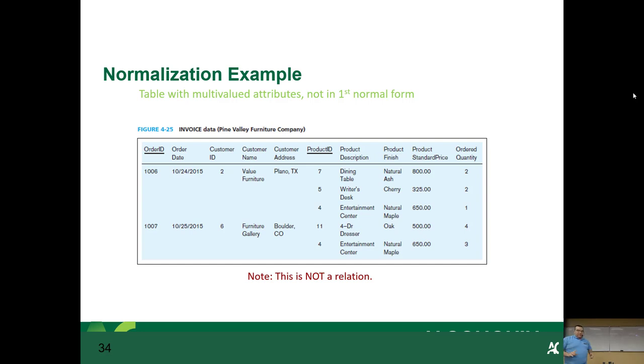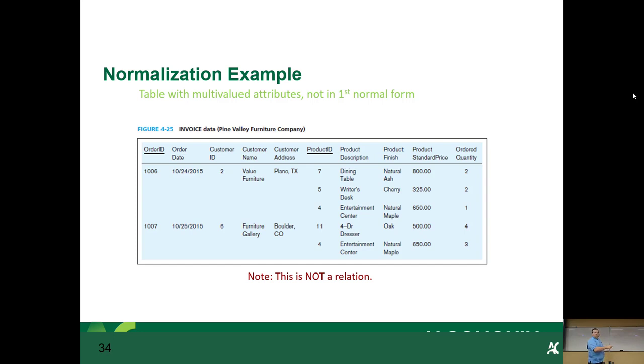All right, so for starters, when we look at this slide, this is not considered a proper relation. Although we did identify our determinants, or in other words, our candidate key, our primary key, which we've underlined, you'll notice right here that we have these blocks of empty space. That's because this chunk over here is known as a repeating set of columns. It's a repeating group of columns.